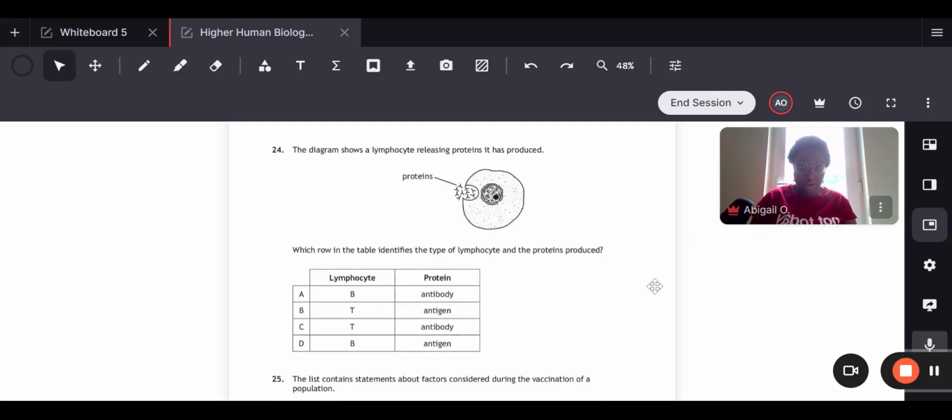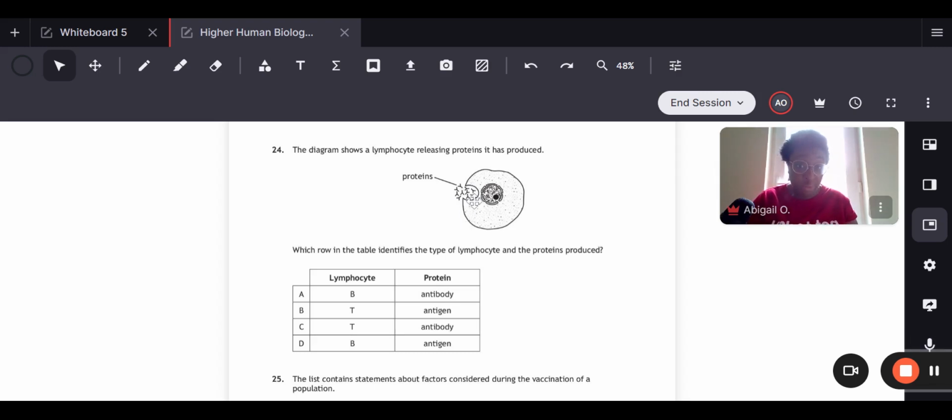Okay, last 2 questions here. Question 24, the diagram shows a lymphocyte releasing proteins it has produced. Which row in the table identifies the type of lymphocyte and the proteins produced? So this question, there are different ways to think about it. I think it's easiest to do by process of elimination. So here we can see the proteins that are produced.